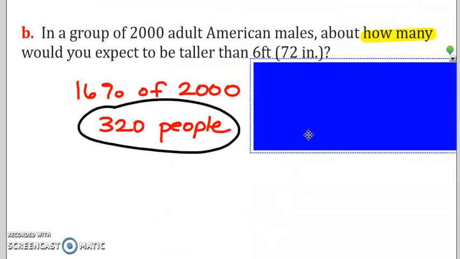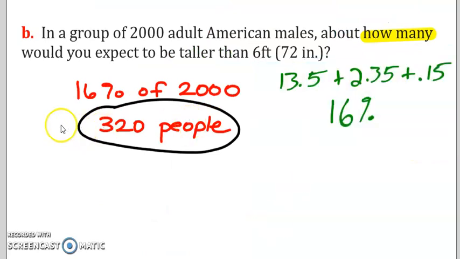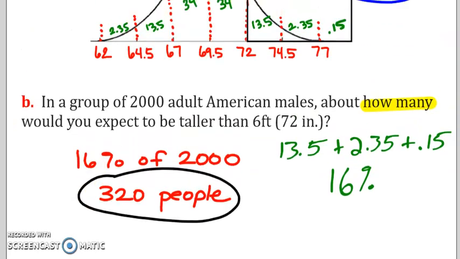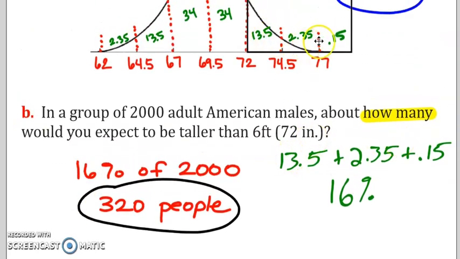Well, it's not asking what percent of the people. It was asking how many people. So 16% of 2,000 would be 0.16 times 2,000. We would get 320. Again, that 16% came from adding up all of those individual percents inside that region.